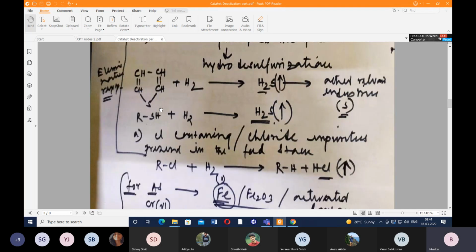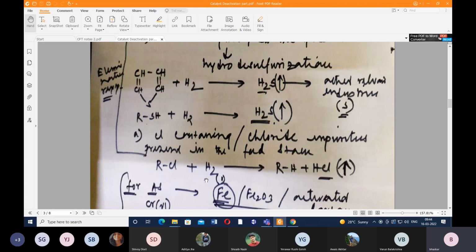Okay, let's assume we have got chlorine containing impurities present in the feedstock. So how to get rid of this? Again, we'll allow H2 to interact with the chlorine containing compounds. Let's assume I have got an alkyl chloride, R is the alkyl group. Okay, so alkyl chloride is there.